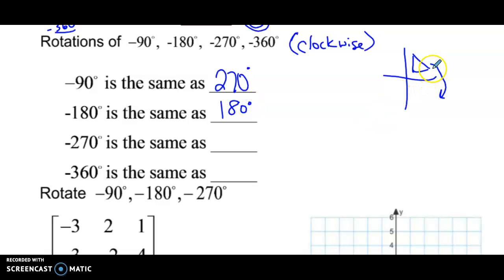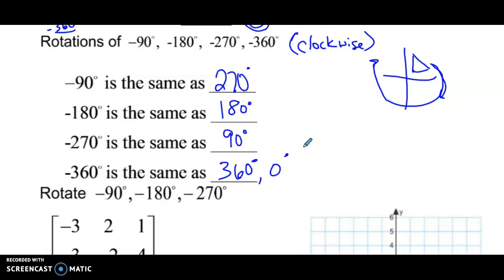Negative 270, now we're going like 3 quadrants away there. So it's going to be the same as a 90 degree counterclockwise rotation. And negative 360 is right back where you started. So that's the same thing as a 360 rotation. Also the same thing as a 0 degree rotation.